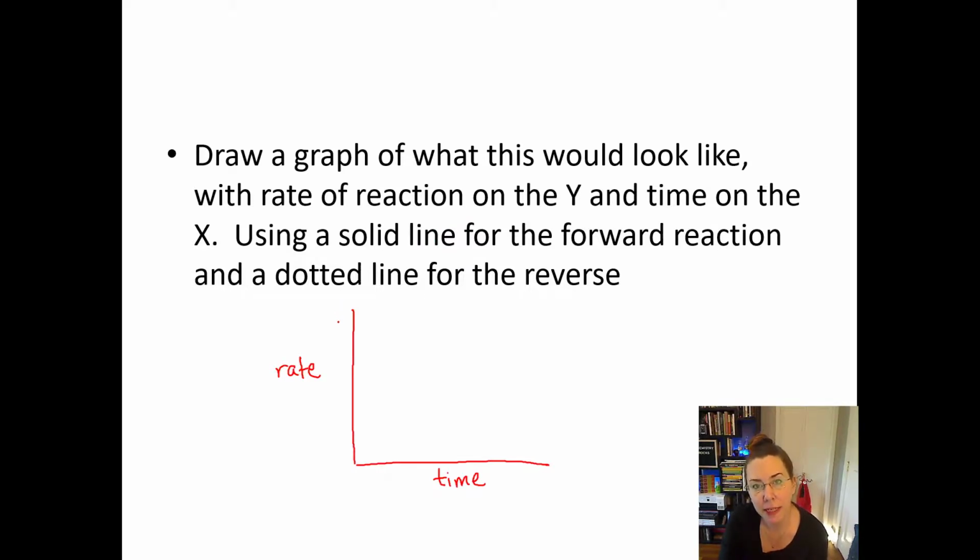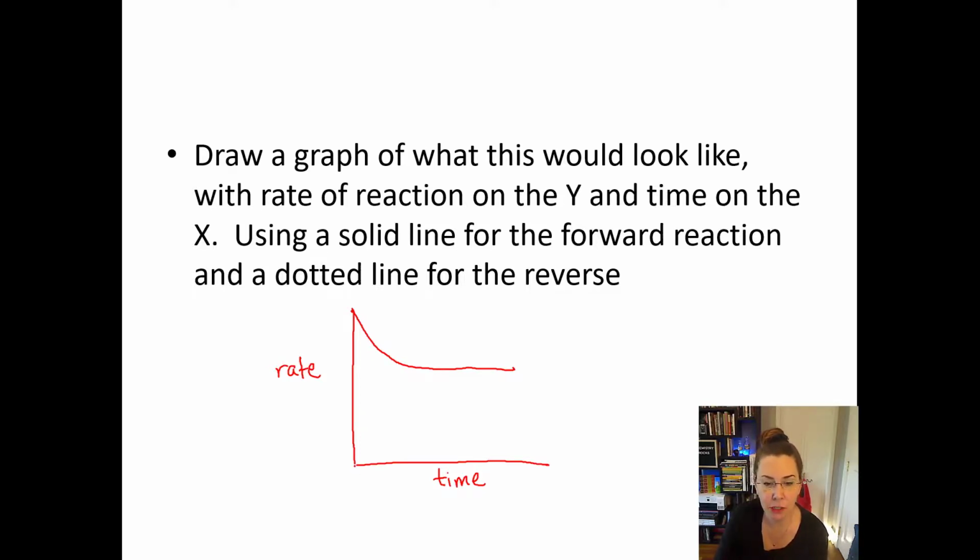Well, at the beginning of the reaction, we have a lot of reactant. And because we have a lot of it, according to collision theory, the reaction will happen very quickly. But as that reaction proceeds, we're going to have less and less reactant to react, and so the reaction rate will normalize at a low level.